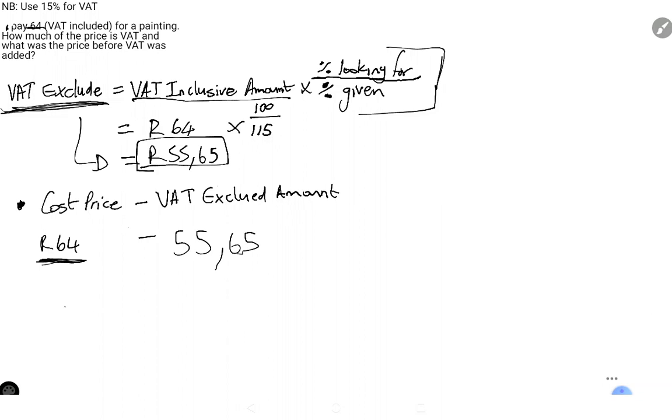That gives us 8 rands and 35 cents. 8 rands and 35 cents. That is the VAT amount. So if you take the 8 rand 35 cents and add it to the 55 rands 65 cents, you're going to get the 64. And so what I was explaining to you when I said you can't take 64 multiplied by 15 over 100 to get the VAT and then subtract it from 64 is basically this.